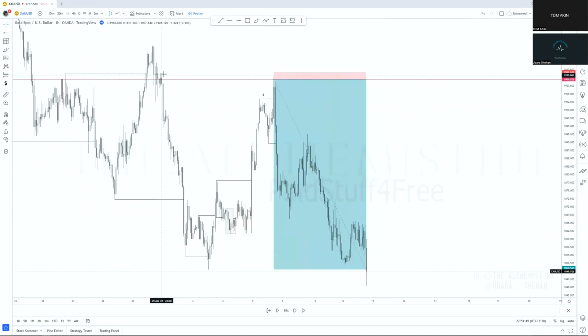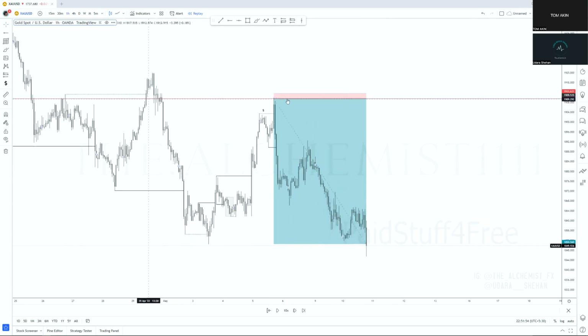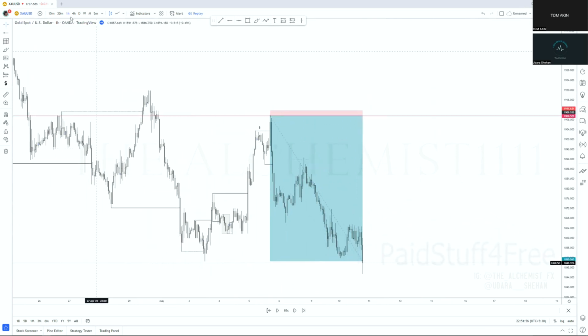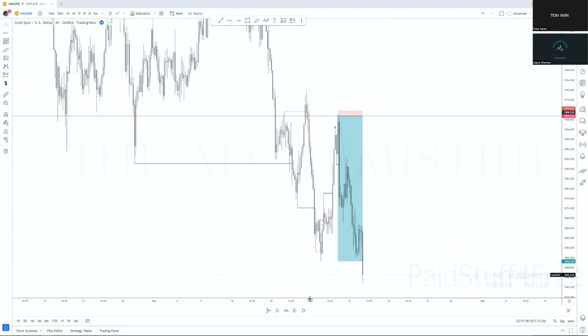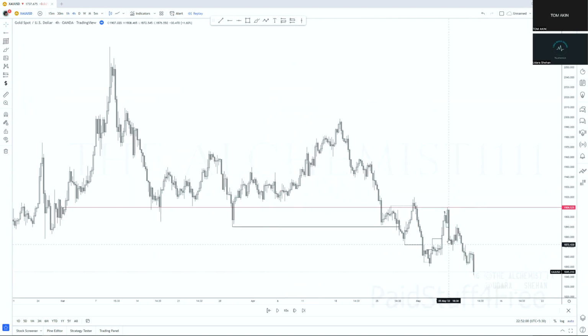So that's the thing. Not even this rejection block. It was from a monthly point of interest. So this is how powerful the higher time frame zones are. So can you understand that example? Hope that one was clear. Yeah. So that's the monthly one.